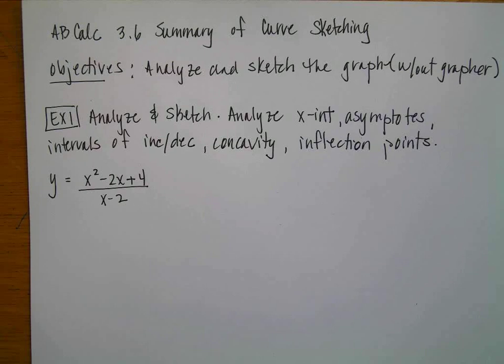3.6 is a summary of curve sketching. So basically, we're going to do one big example that's asking us to analyze and sketch a graph without a grapher. As we talk about analyze, that means find the x-intercept, asymptotes, intervals of increasing and decreasing, concavity, and inflection points, which means we're going to be using the first and the second derivative test.